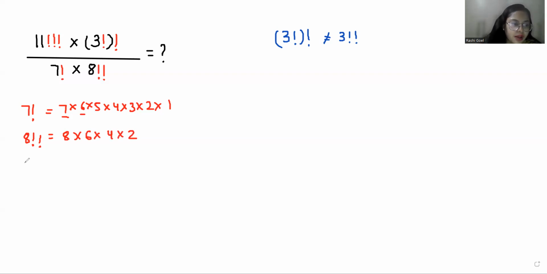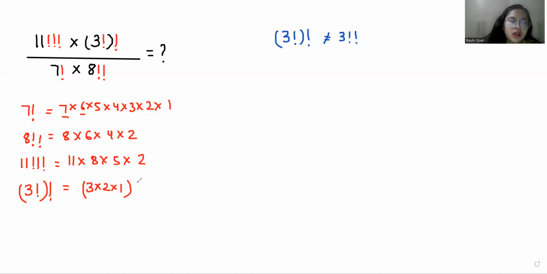Now comes 11 triple factorial. Triple factorial means the difference between the numbers is 3. So 11 times 8 times 5 times 2. Now comes 3 factorial whole factorial. First, 3 factorial is 3 times 2 times 1, that is 6. So it is 6 factorial, and 6 factorial is 6 times 5 times 4 times 3 times 2 times 1.